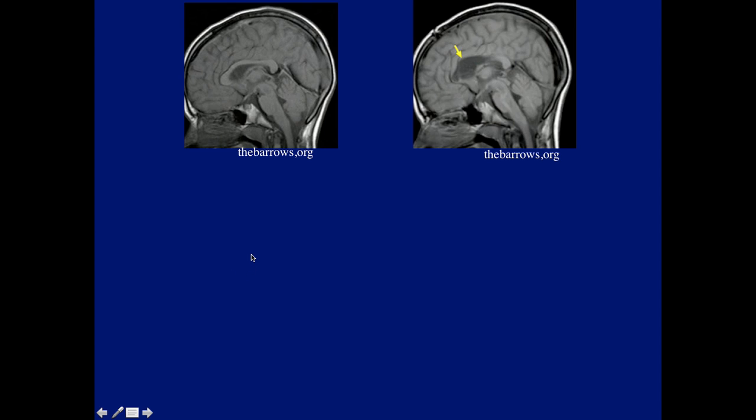Here's a patient before and after surgery. What was the type of surgery that was performed here?